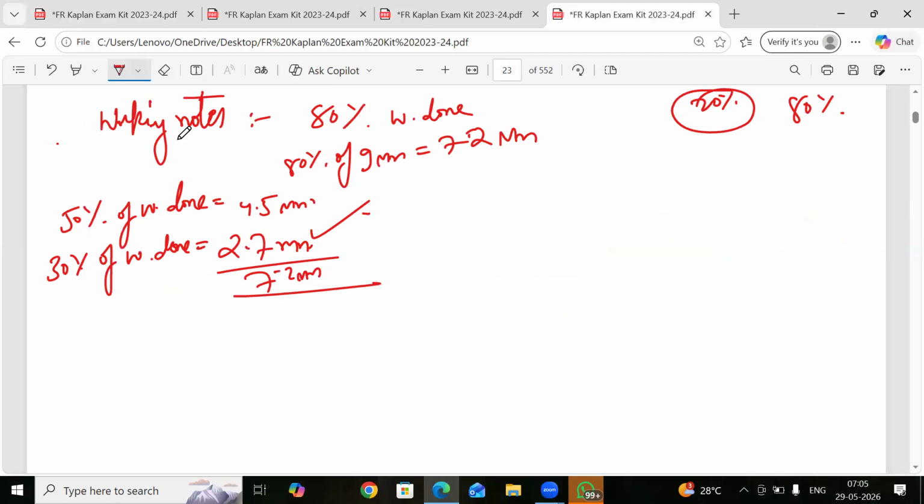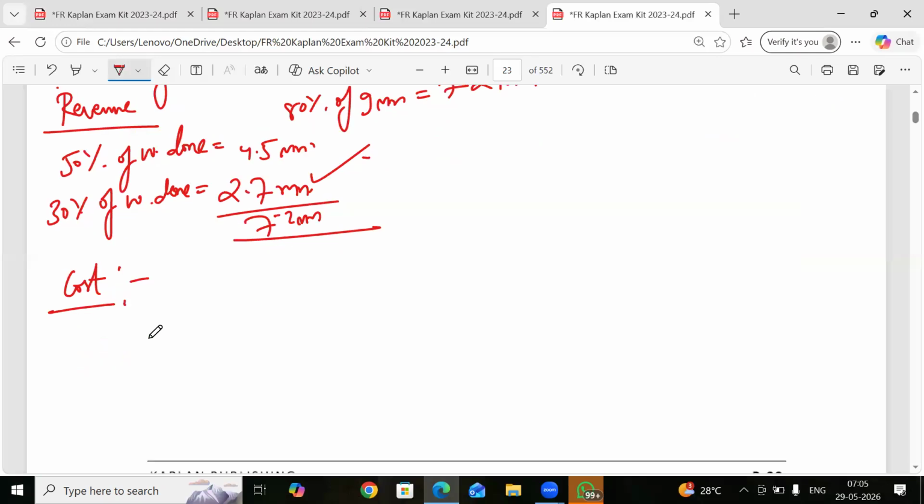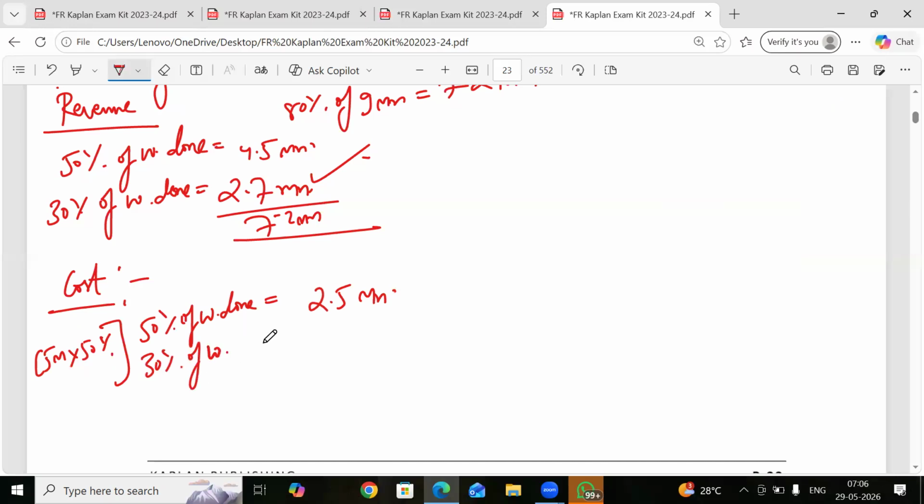This was with respect to revenue. Now cost. So same thing for 50% of work done. 5 million is given. 5 million into 50%, 2.5 million. 30% of work done, 1.5 million. Total 4 million work is done.